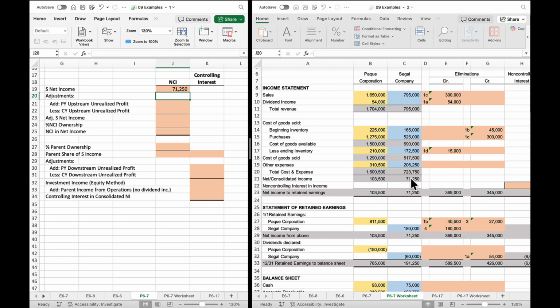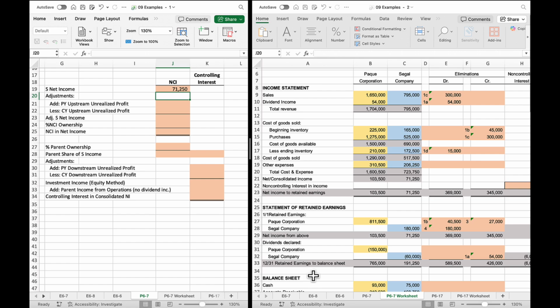Now, if we had fair value adjustments, we would also need to consider whether we need to make adjustments to this amount due to those fair value adjustments, things like extra depreciation, extra cost of goods sold, or goodwill impairment. In this example, we don't have any fair value adjustments, so we're going to skip that. We do, however, have upstream income or upstream unrealized profit. And so we do need to make an adjustment for that.